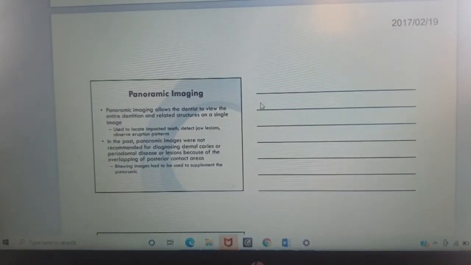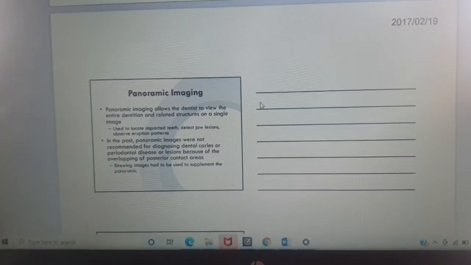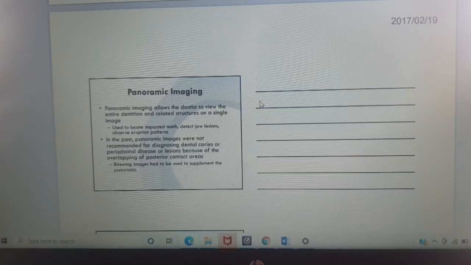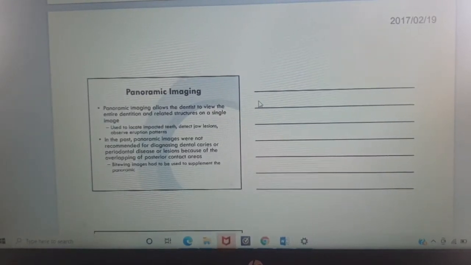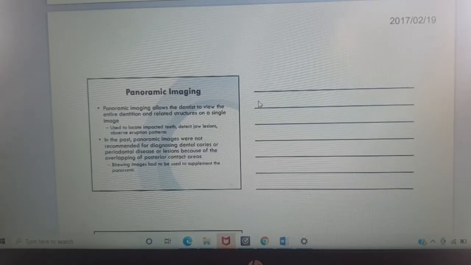So, ladies and gentlemen, panoramic X-rays allow the dentist to view the entire dentition and related structures on a single image. So, the things that we'd expect to see are the entire dentition, the nasal and the orbital areas, the alveolar bone, carious lesions, especially if they are moderate to severe, and then we'll expect to see things such as fractures, cysts, as well as tumors.